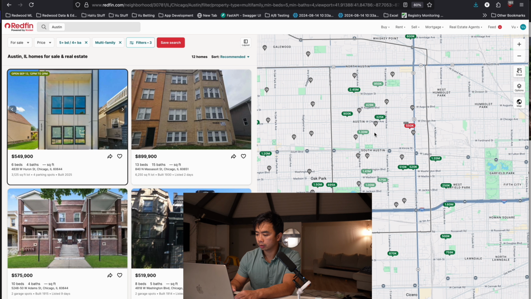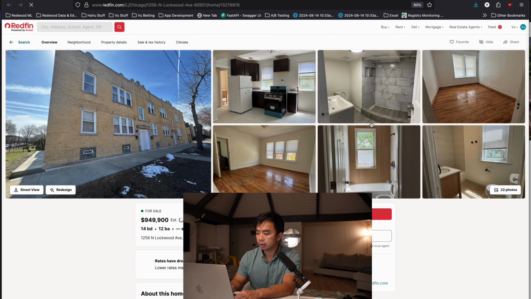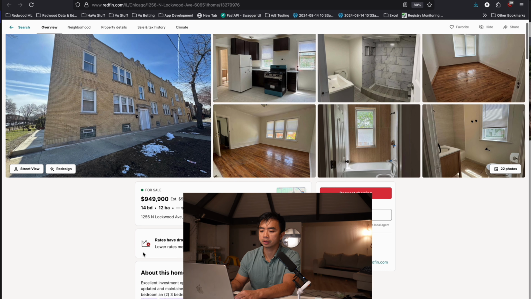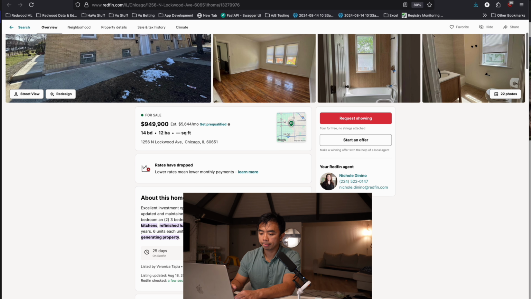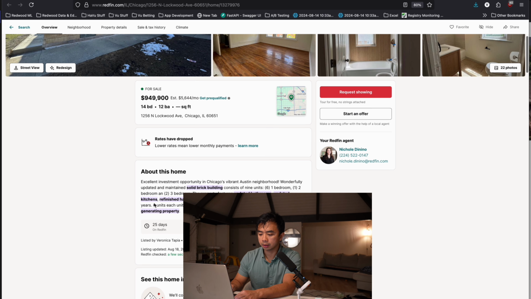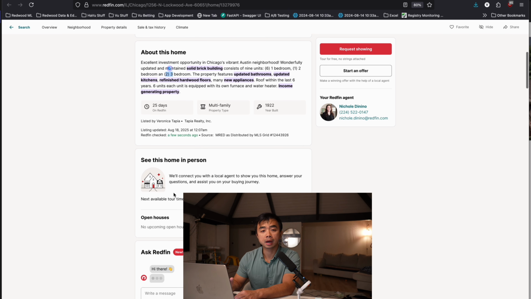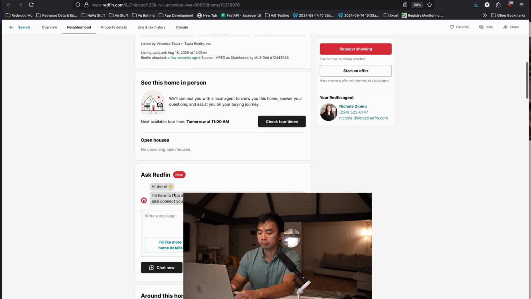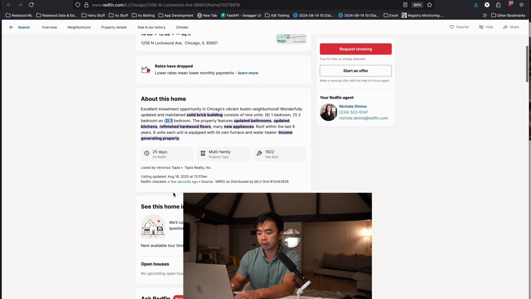So Oak Park is right next to it. This is South Austin. This is the Austin neighborhood. So let's click on this one. This is $950,000. It looks like this is 6 1-bedroom, 1 2-bedroom, and 2 3-bedrooms. So it looks like a 9-unit property. Excuse me, 9-unit property.